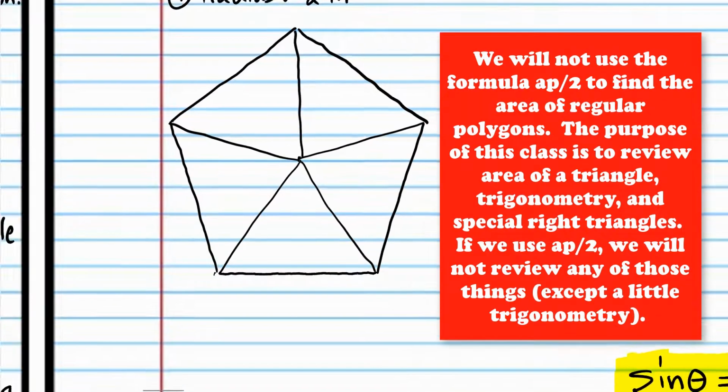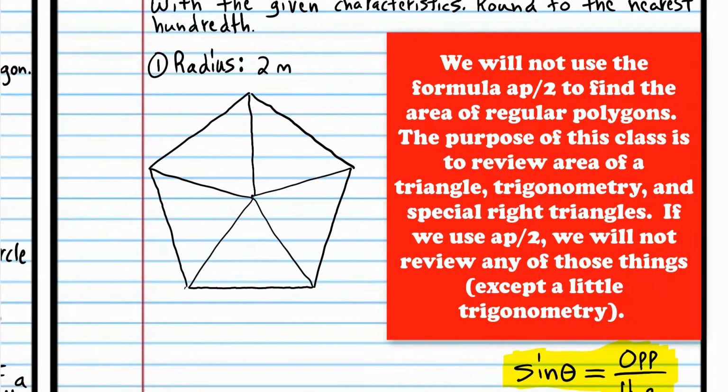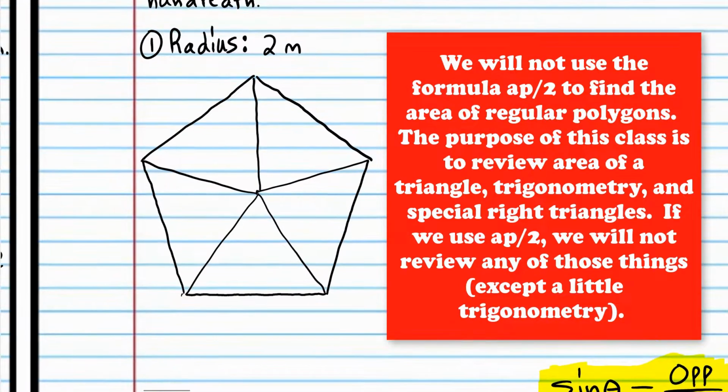Now, we have to find the area of each one of these triangles, but in order to do that, we have to have the base and the height. In this particular problem, we don't have the base or the height. We have the radius of the polygon, and that is this length here. So these lengths are all 2. So we don't have the base or the height of any of those triangles.